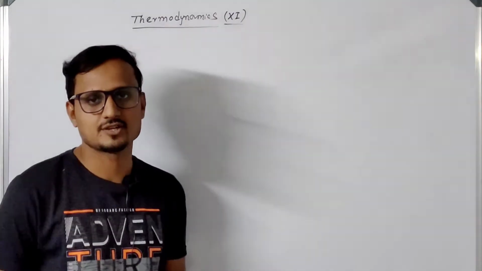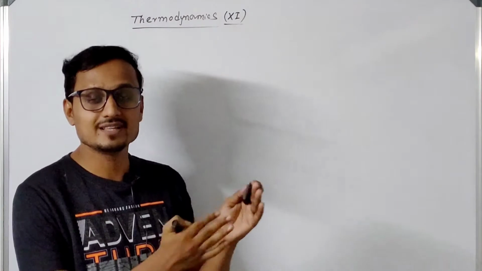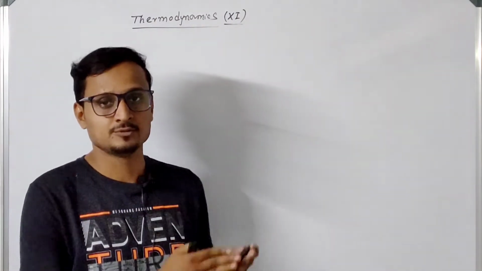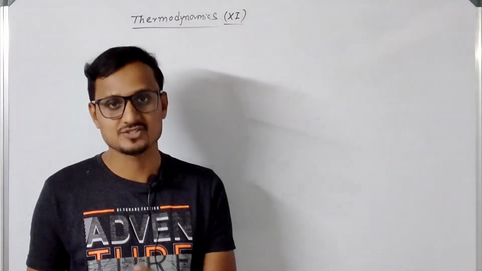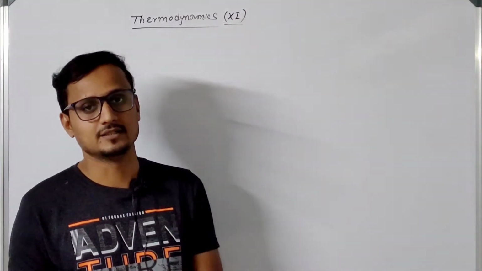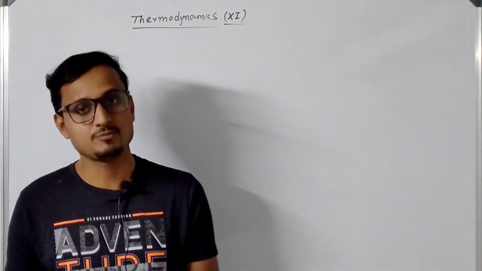This is the fourth lecture from the chapter Thermodynamics from class 11. In previous lectures, I have already discussed up to the first law of thermodynamics. Today I will start from the illustrations made from the first law of thermodynamics. After that, the enthalpy of the system, heat capacity, and some of the important proofs.